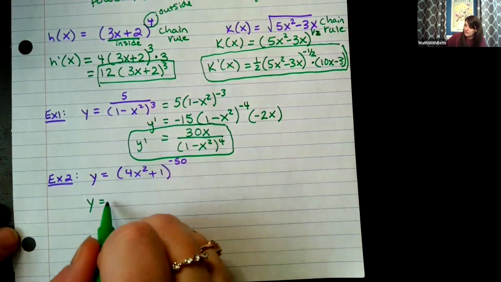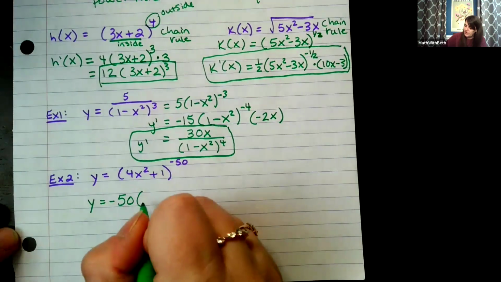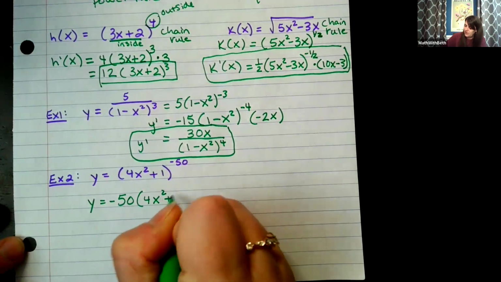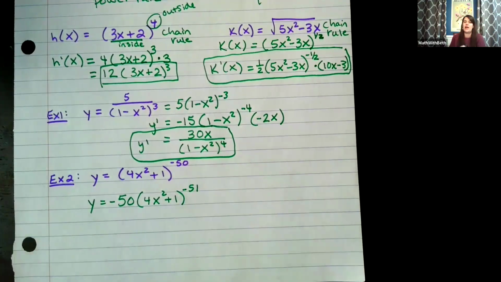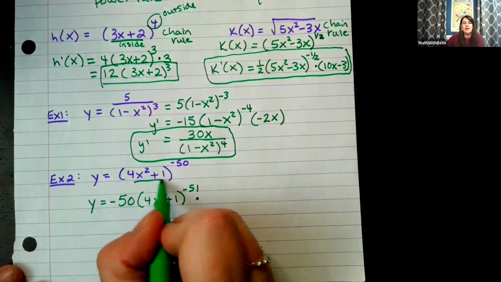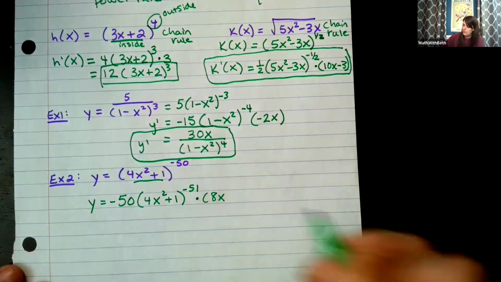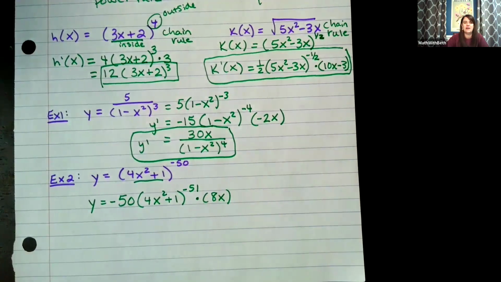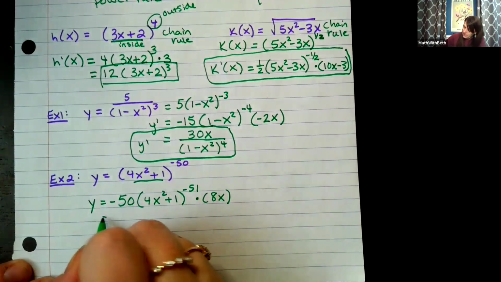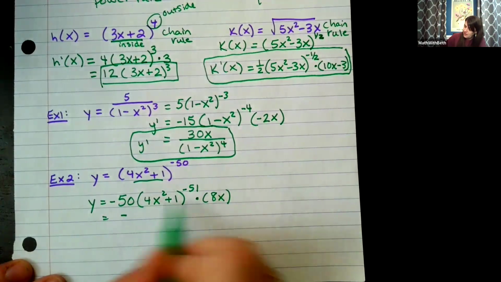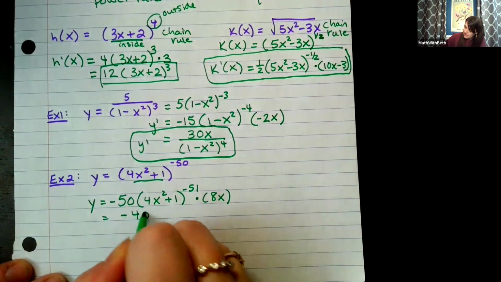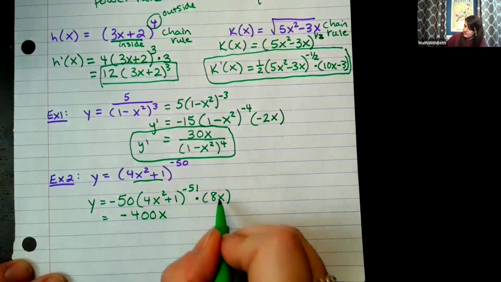So I'm going to handle the outside part first, which means bring that -50 out front and then subtract 1 from it. But now the extra step of the chain rule is always multiply by the derivative of the inside, which in this case would be 8x plus 0. So just 8x. So again, I could definitely multiply the -50 and the 8x.